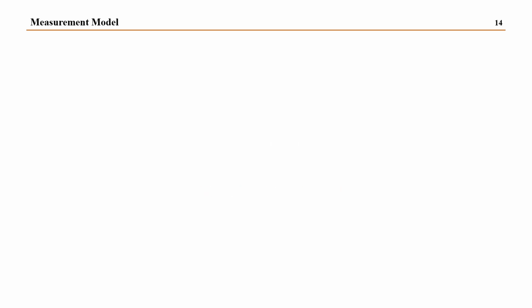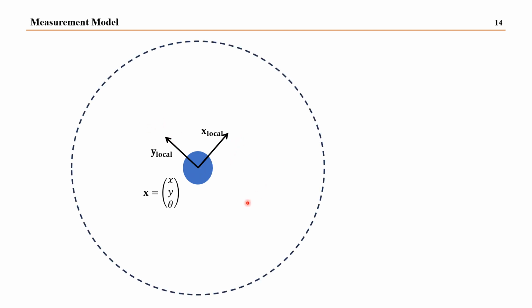Now we're going to discuss a measurement model, which is a simplified range sensor model. So now we are going to describe the measurement model. We have a robot with current state x, y, and theta. We attach to it a local reference frame with x local in the direction of the robot and y local perpendicular to it. This is the robot's sensing range. We have also two landmarks in the robot sensing range. That will be landmark I and landmark K, given by MI and MK respectively.